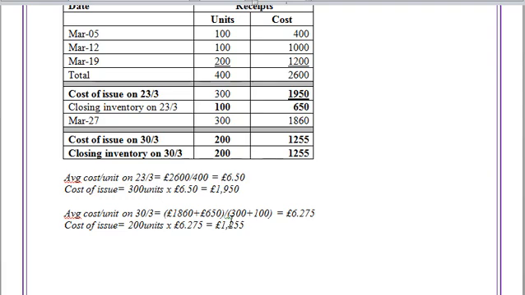But do also remember, because we received items and then we issued out, we have to recalculate our average cost at the time we issued out inventory. And also when we're recalculating the average cost, remember we didn't go from the beginning of the month anymore. No, we went from the last closing stock, added on anything that we received, and recalculated our average cost. That new average cost is what we have used to calculate our cost of issue, 200 units, and the closing inventory, the remaining 200 units.